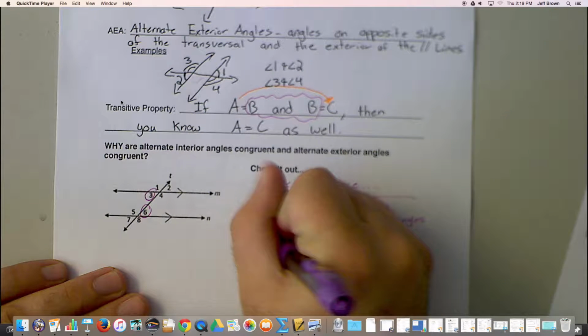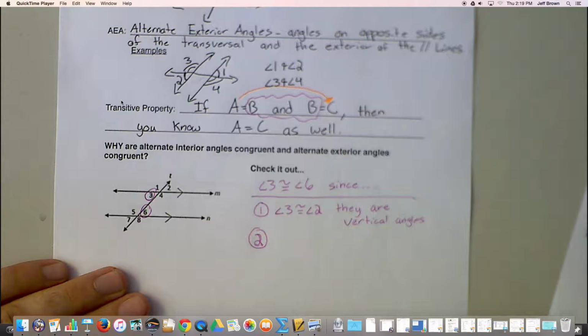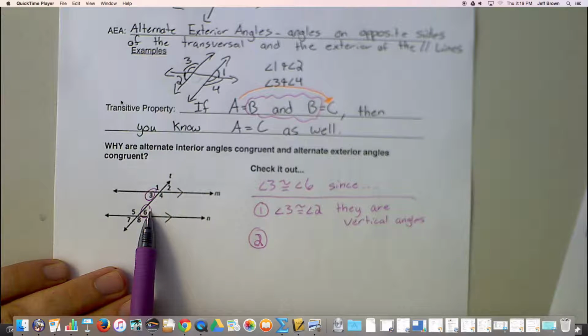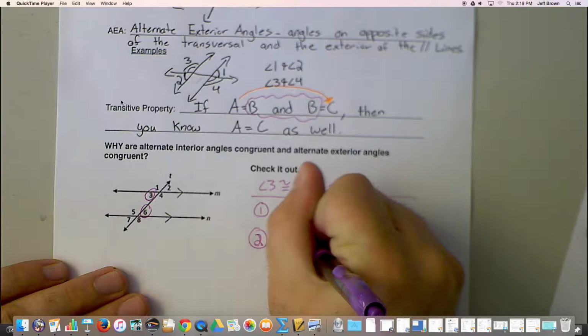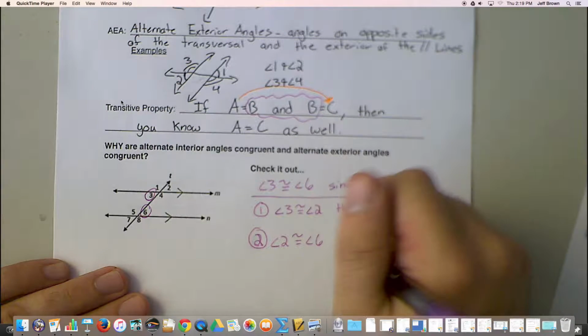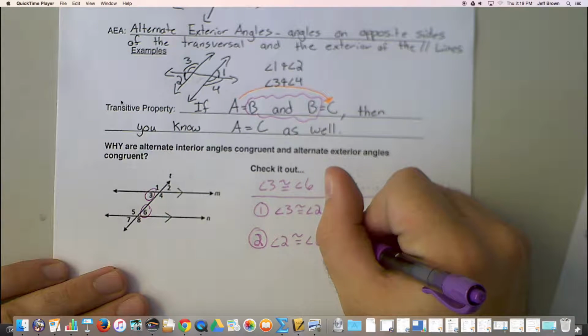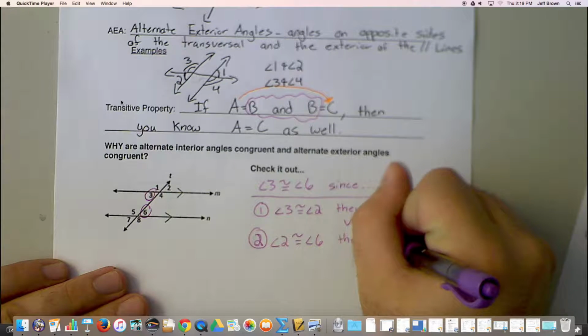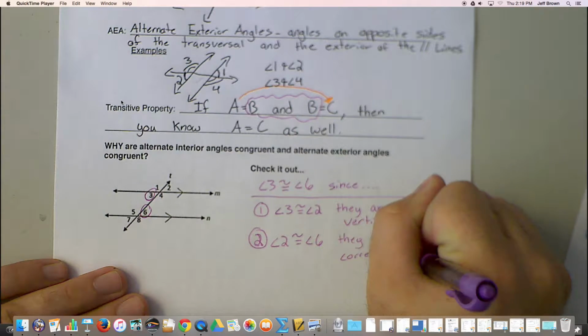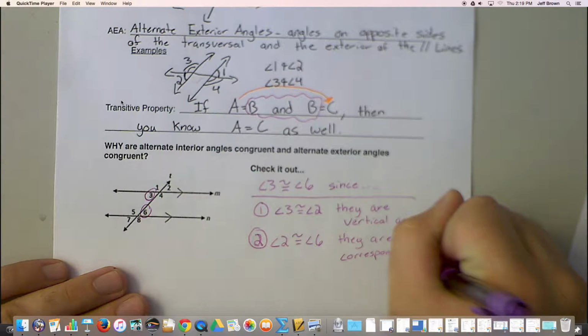My second part here, I know that this angle 2 and this angle 6 are also congruent. So I'm going to say angle 2 is congruent to angle 6. And I know those are congruent because they're in the same position relative to my line. That was those corresponding angles that we just talked about, that we said were congruent. So these are corresponding angles.